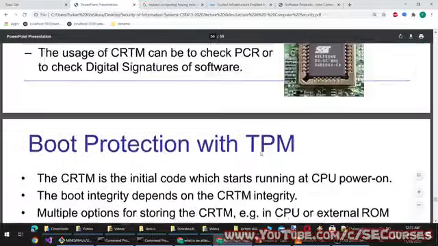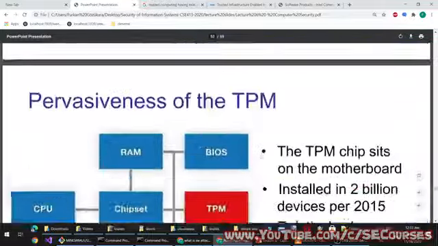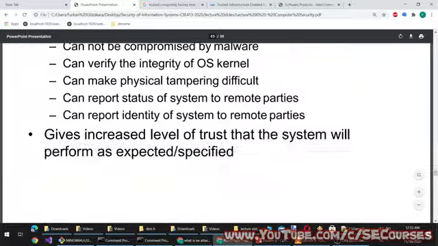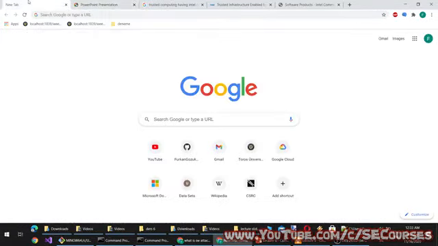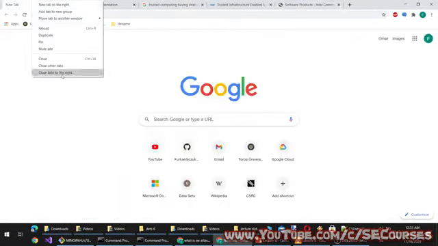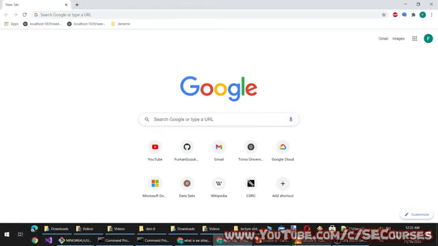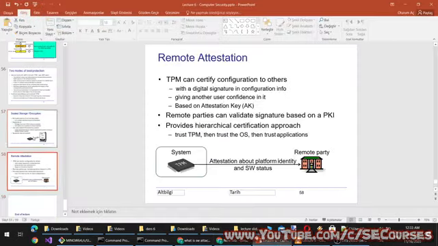If you are interested in any of these technologies, you can look for more information on the internet. I think this is enough for today's lecture. Hopefully see you next week.